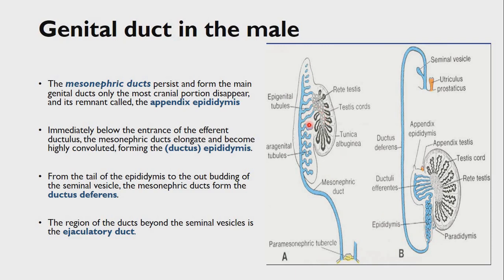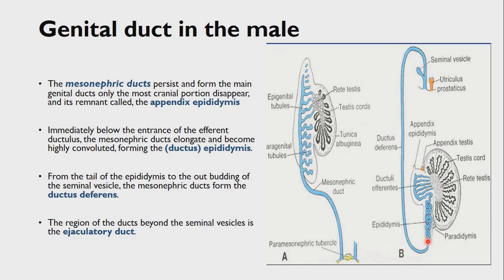Now the second part here, you can see this is the mesonephric duct. The mesonephric duct will persist, and it forms the main genital duct in the male. The most cranial portion of the mesonephric duct will disappear, and the remnant of this cranial portion is called the appendix epididymis. Now the portion of the mesonephric duct which is coming directly below the entrance of the efferent ductlets starts to get elongated and becomes highly convoluted, and thus it will form the ductus epididymis.